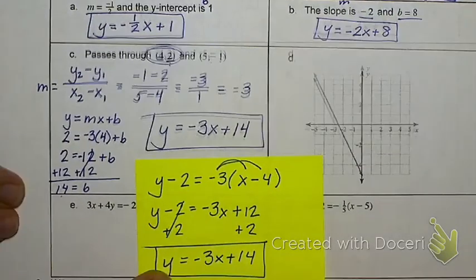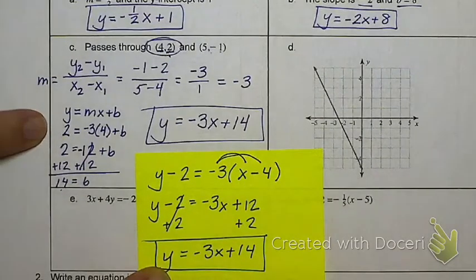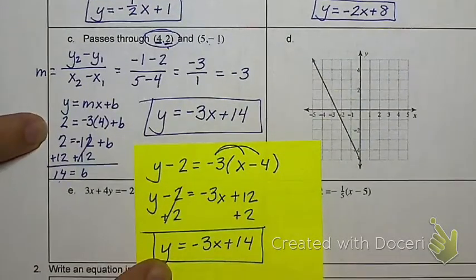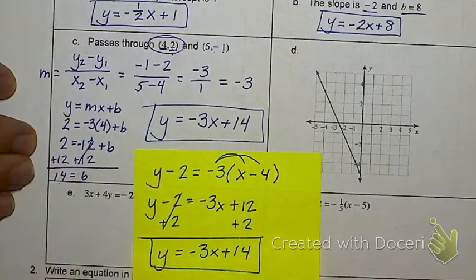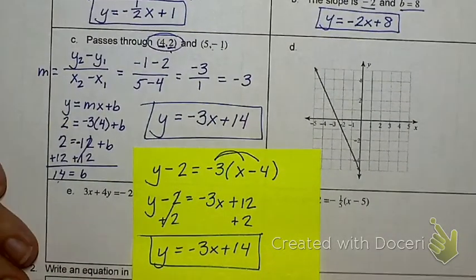So either way is fine. Just pick one way and do it. But you cannot just take a y value and call it the b value. Make sense?